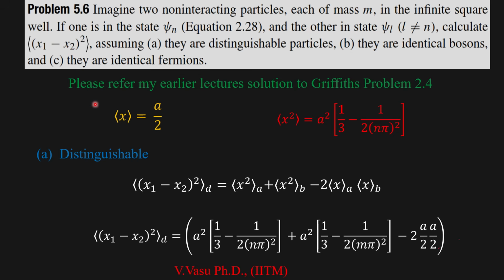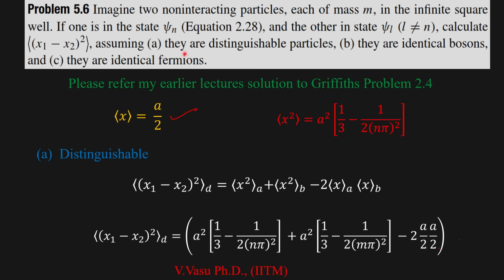Before going into the detail, please refer to my earlier lecture on the solution to Griffiths problem 2.4. From 2.4, we have seen the expectation value of x is equal to a over 2, that is, at the middle of the box. And the expectation value of x squared is equal to a squared times (1 over 3 minus 1 over (2 n pi) whole squared). This is the value we got from problem 2.4, so I don't want to repeat it here. Kindly refer to that lecture.